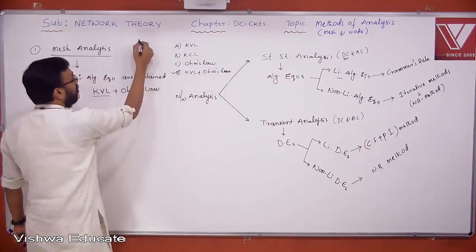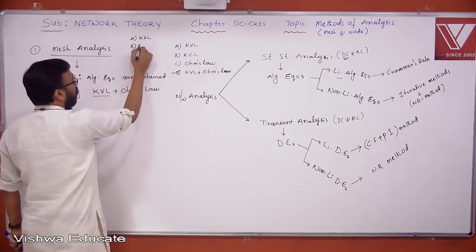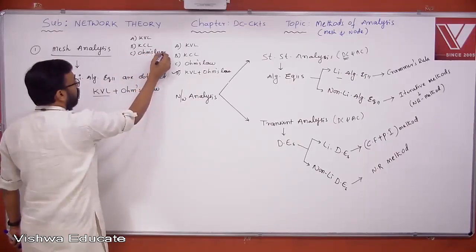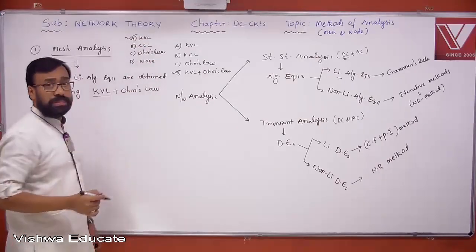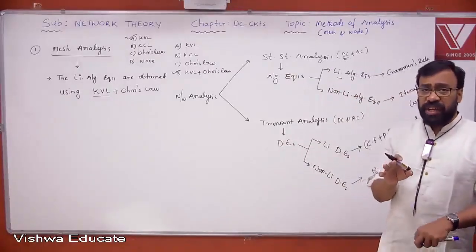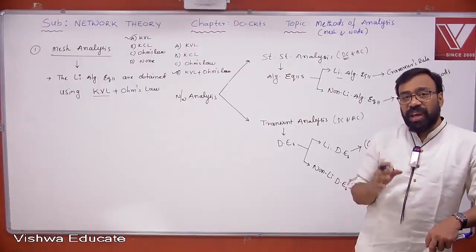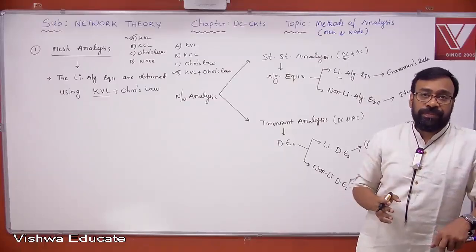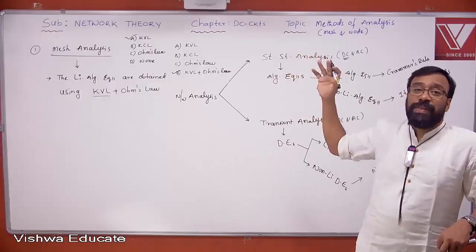Suppose the options are given like this: A, KVL, B, KCL, C, Ohm's law, D, none. What do you choose? You can choose KVL, there is no problem. Don't worry about that, because he is not mentioning KVL plus Ohm's law, but instead he is mentioning KVL in the 4 options. You can go for KVL. By default, Ohm's law is there. There is no need to specifically mention Ohm's law. Understand? It means that his intention is that KVL is there and Ohm's law is by default available.